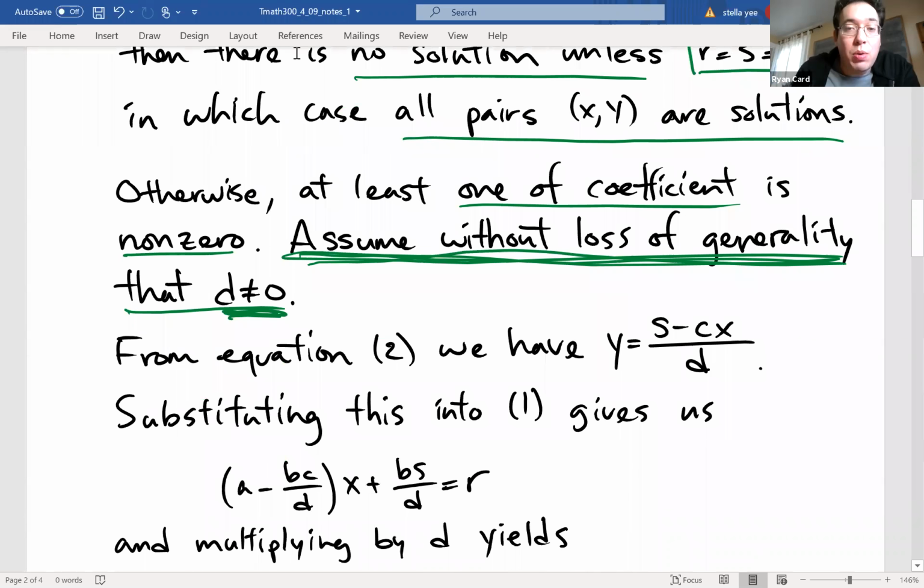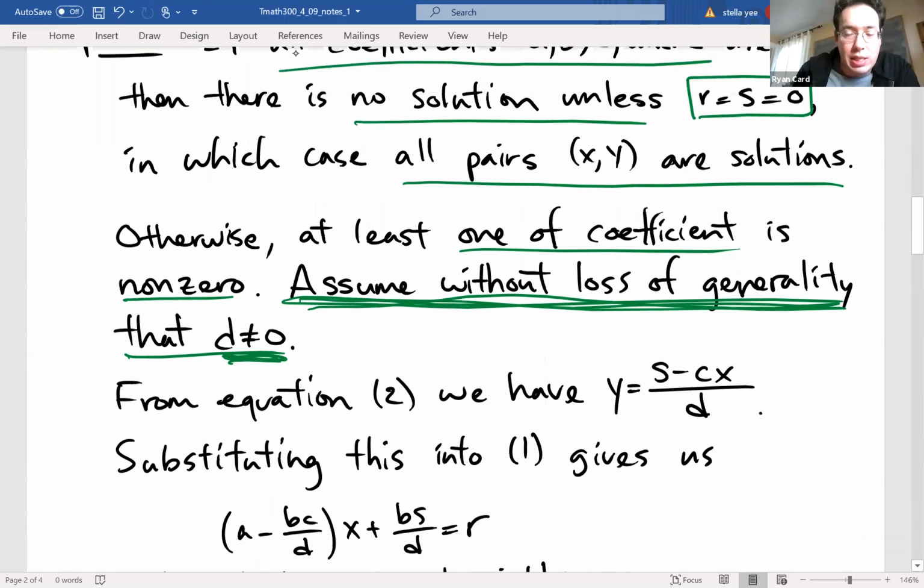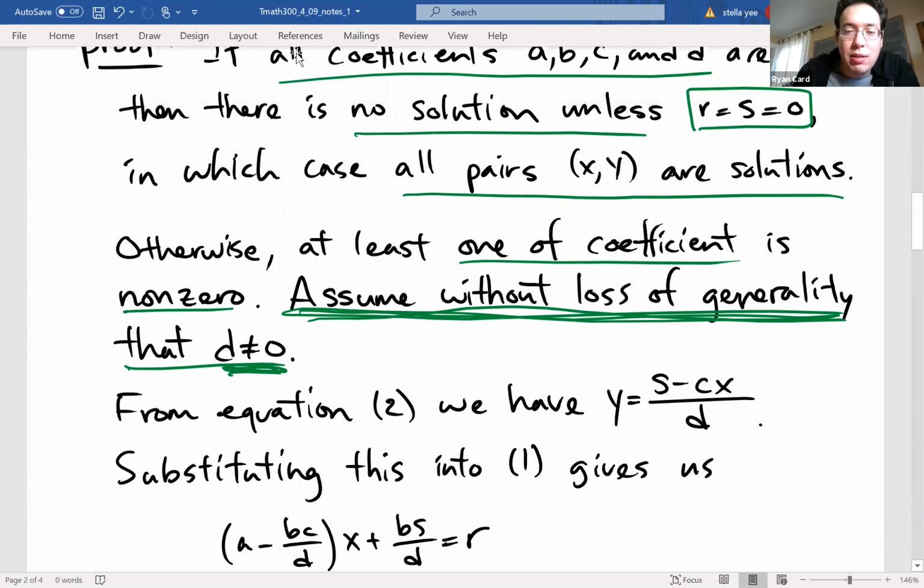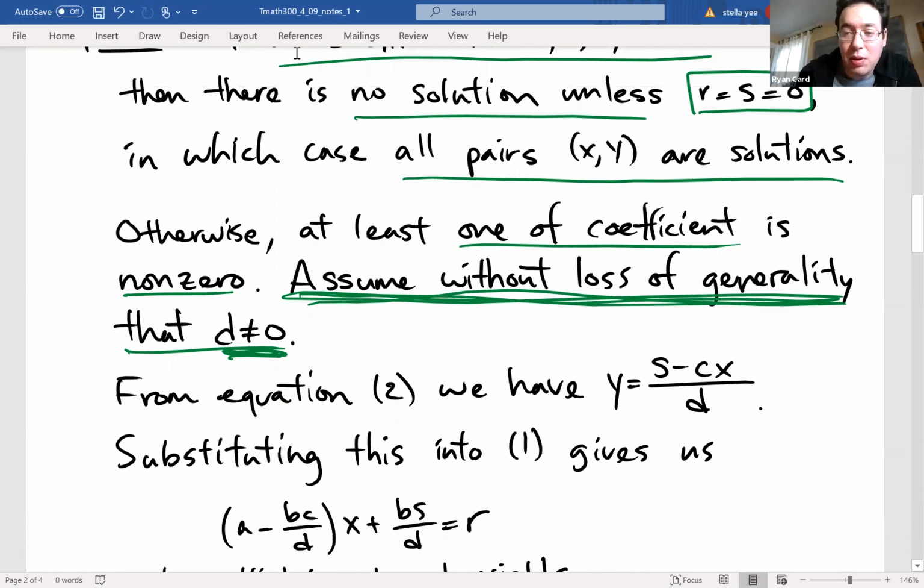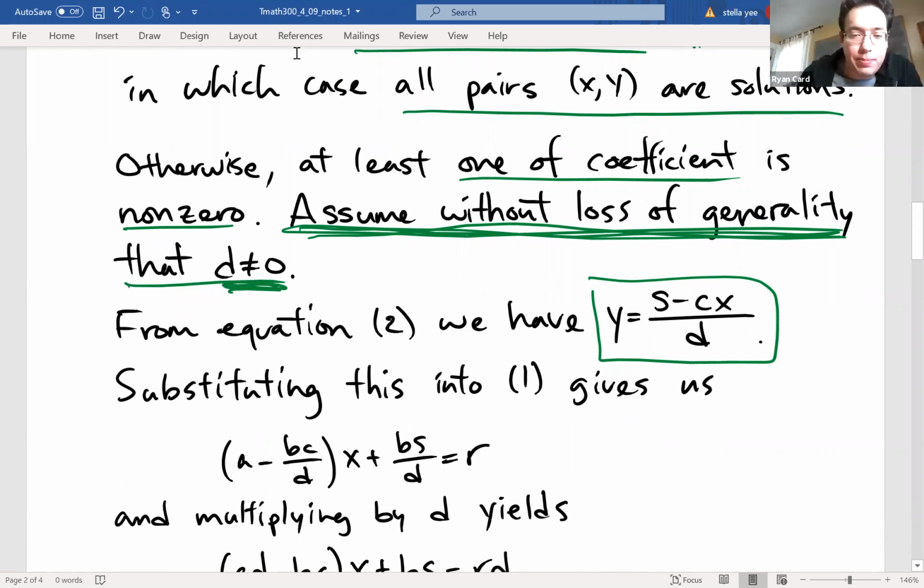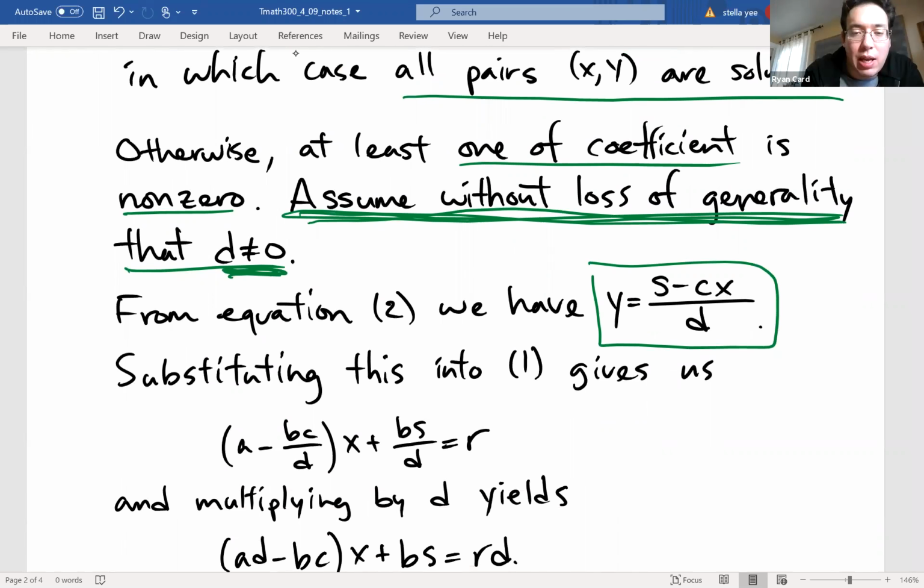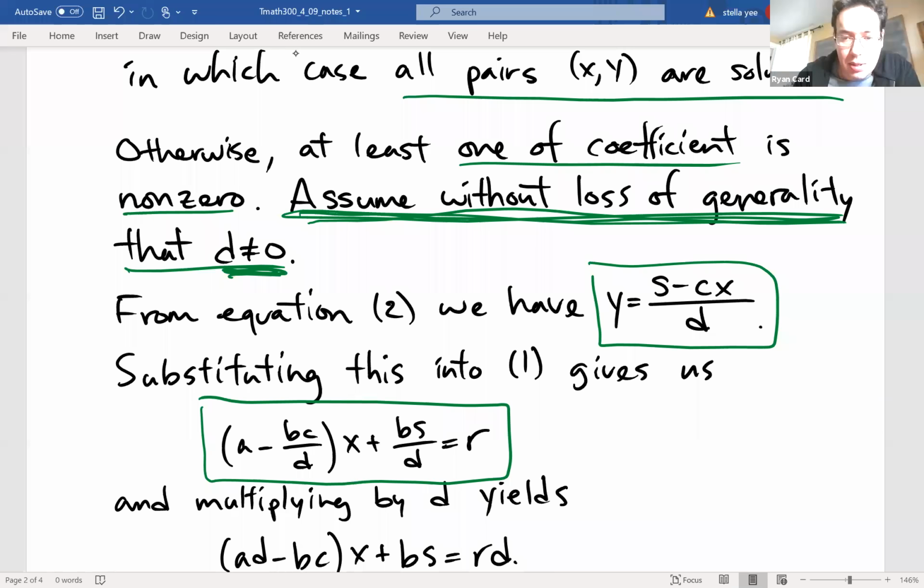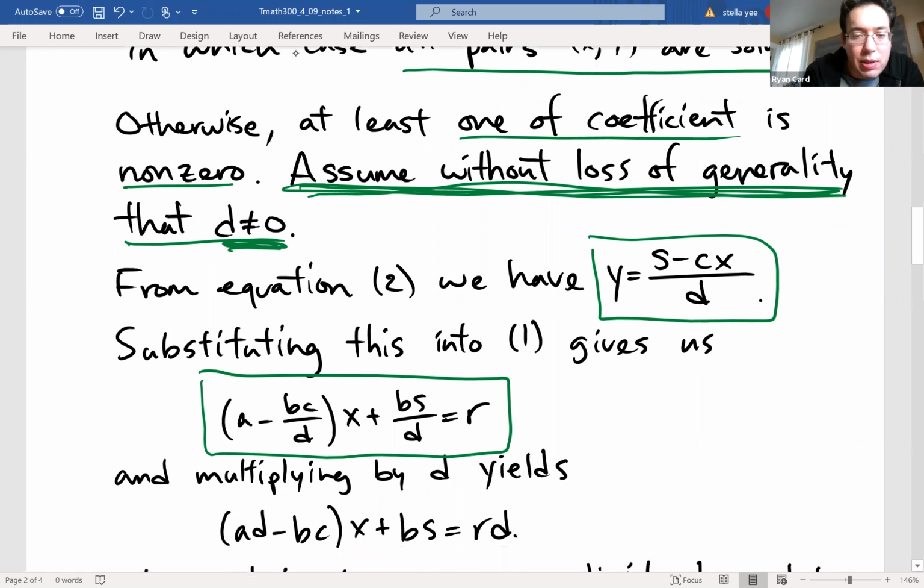Okay, so what if one of the coefficients, D, was not equal to 0? Then you can divide by that coefficient. So you can actually solve for Y in the second equation, and that's what we have here. And once you can solve for Y, you can plug it into the first equation, 1. And this is what you get after collecting like terms. So after you plug it in for Y, you collect the coefficient of X together, and this is what you get. And this is the constant term. Then you have this equation.